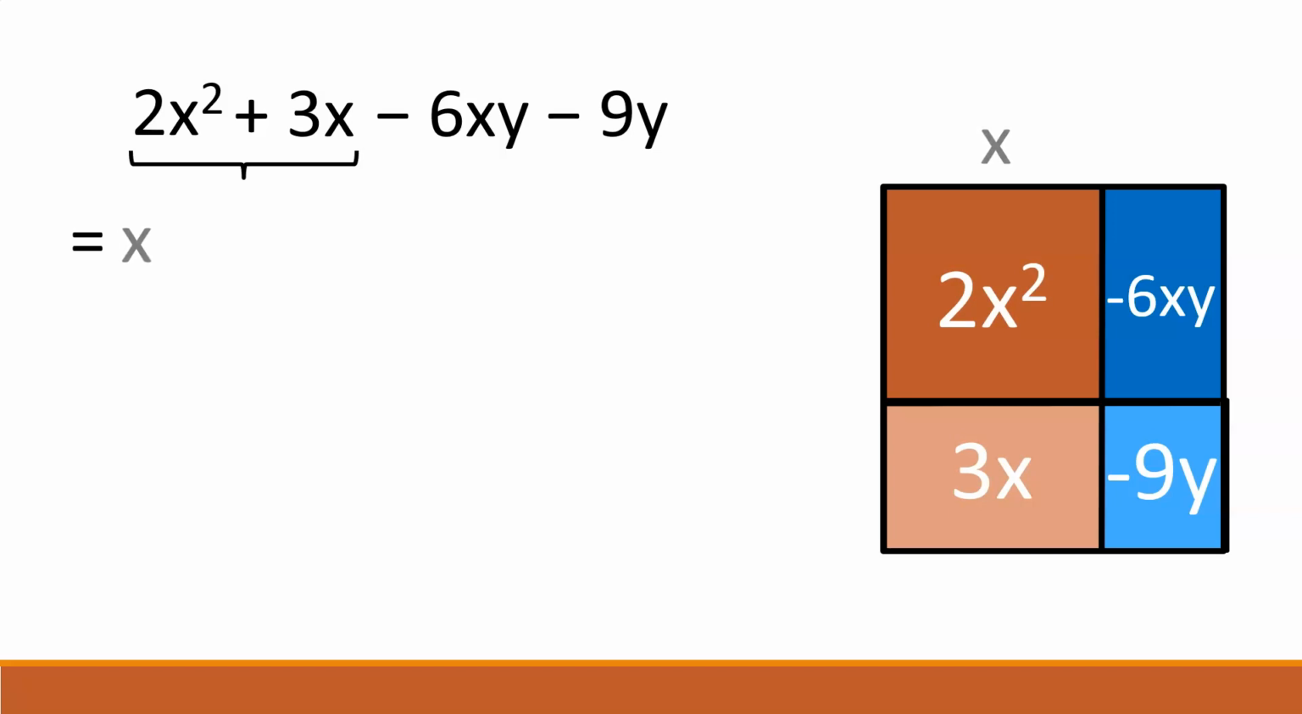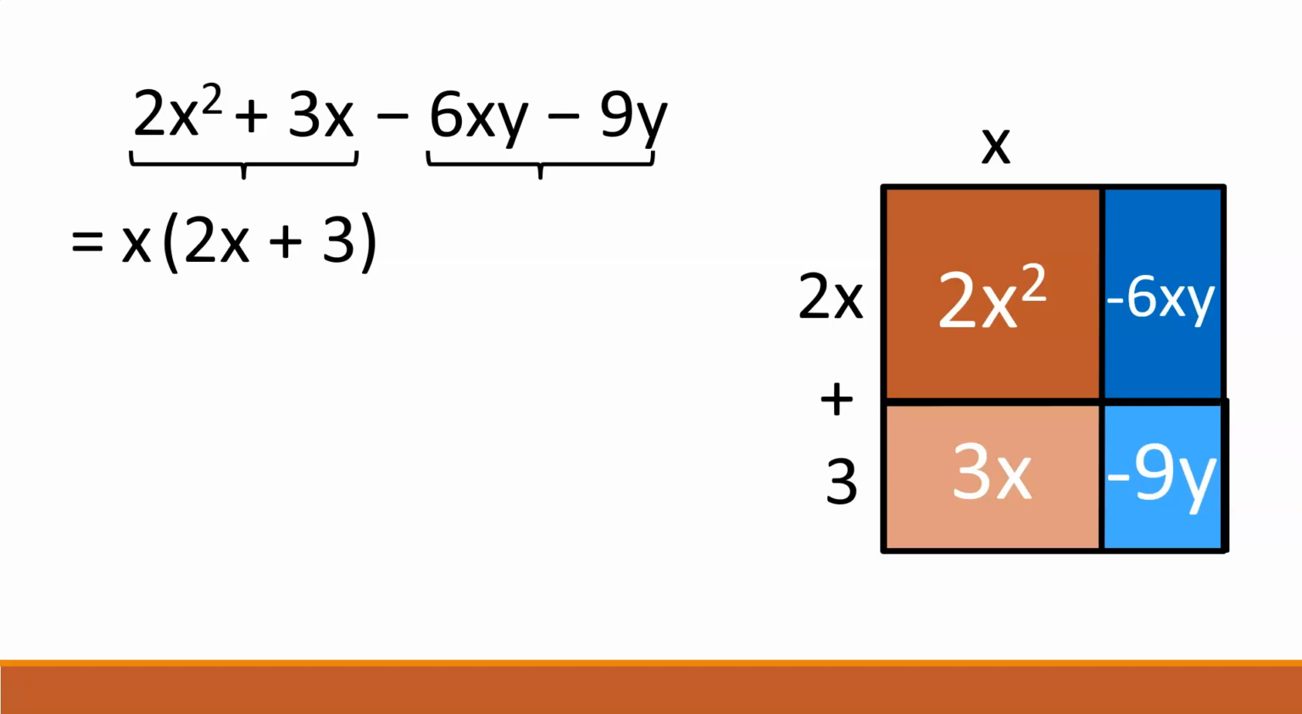The common factor is x, and then the leftover factors are 2x and 3. X times 2x is 2x squared, x times 3 is 3x. Now we have to be a little careful with the second group, the negative 6xy minus 9y, because the common factor here is negative. It's negative 3y. And then the leftover factors from each term are 2x and plus 3. That's because negative 3y times 2x is negative 6xy, and negative 3y times 3 is negative 9y.